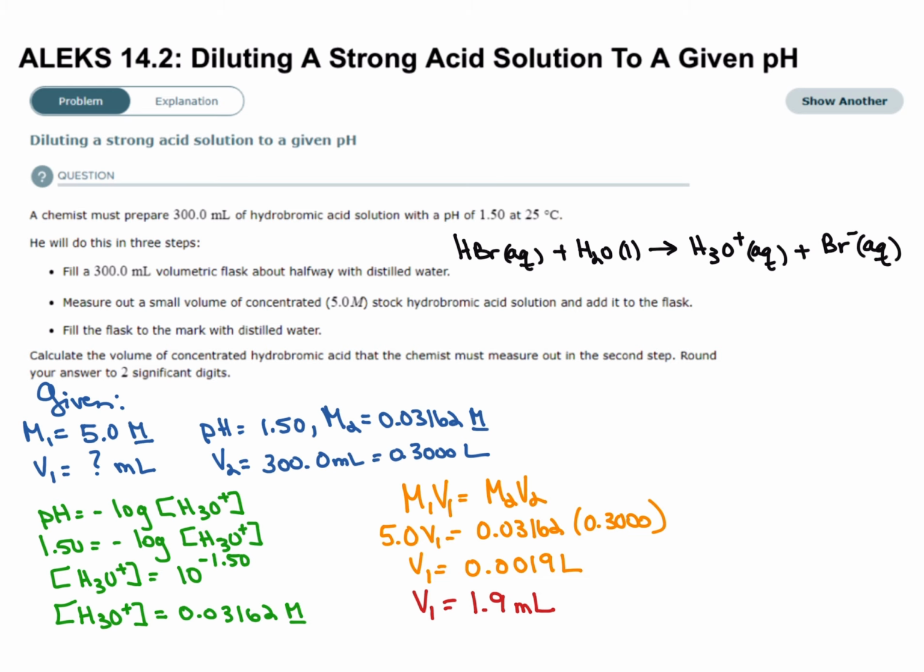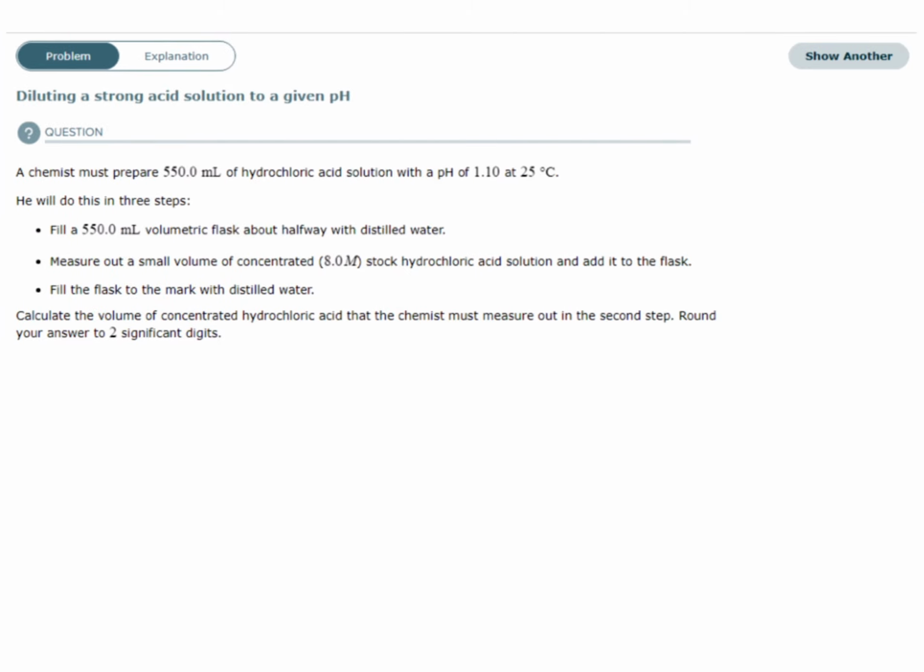Let's take a look at another example. In this example, a chemist must prepare 550 milliliters of hydrochloric acid solution with a pH of 1.0 at 25 degrees Celsius. He will do this in 3 steps. He will fill a 550 milliliter volumetric flask about halfway with distilled water. He will measure out a small volume of concentrated 8 molar stock hydrochloric acid solution and add it to the flask. He will then fill the flask to the mark with distilled water. We're asked to calculate the volume of concentrated hydrochloric acid that the chemist must measure out in the second step and round our final answer to 2 significant figures.